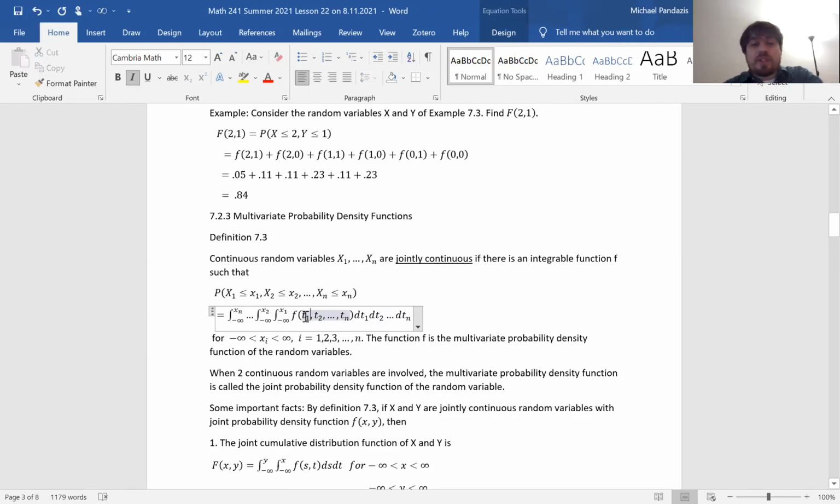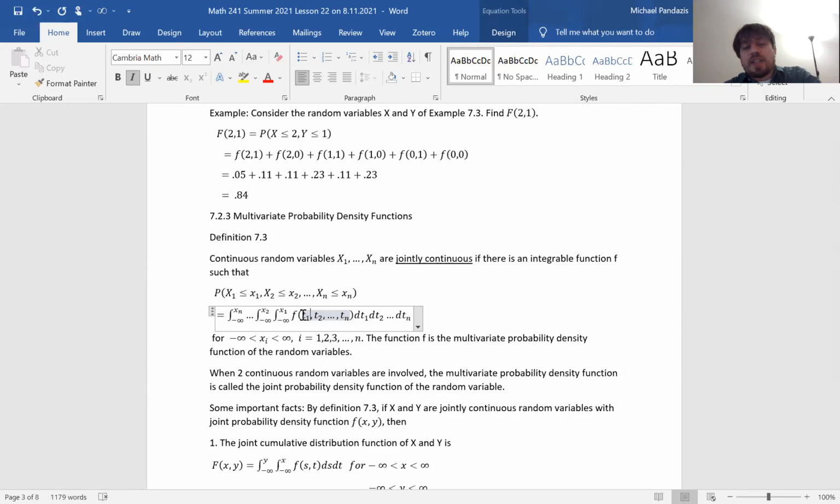If you have a function with 1 variable, like f of t1, it's a curve, and the integral is the area under that curve. If you have a function of 2 variables, it might be a surface. It doesn't have to be, but it could be, and the space underneath that surface is volume, 3-dimensional.